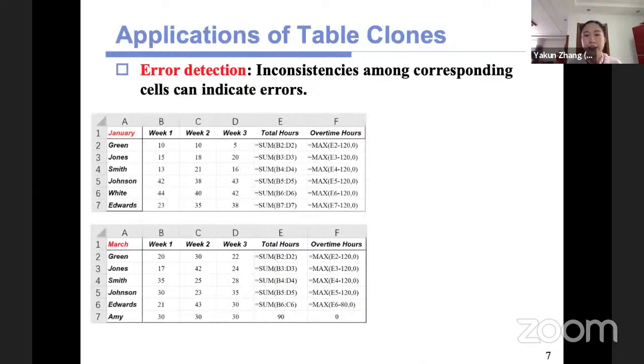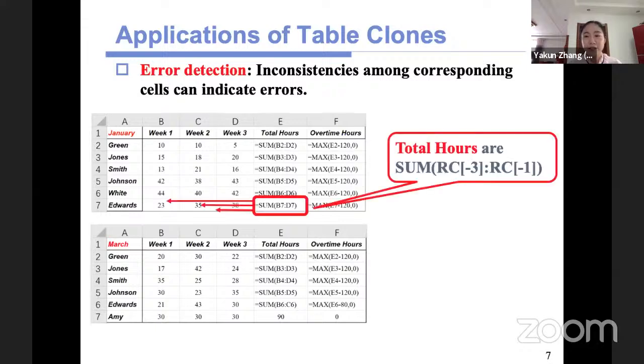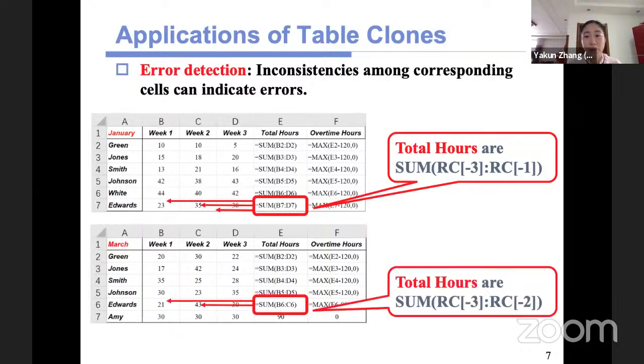Actually, table clones can help to detect errors. In a table clone, the corresponding cells usually share the same or similar computational semantics. Inconsistency among the corresponding cells usually indicates errors. For example, cell E7 in the top table and cell E6 in the bottom table should have the same computational semantics. However, they contain inconsistent formulas. Based on this observation, we can use table clones to detect spreadsheet errors by analyzing their inconsistency.